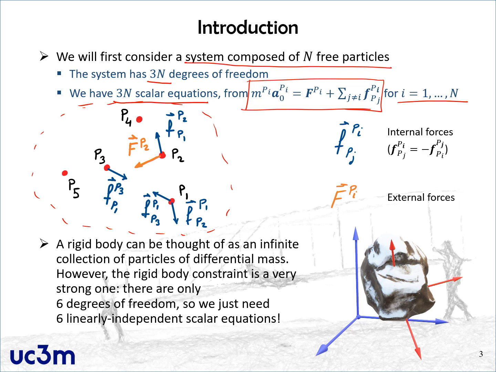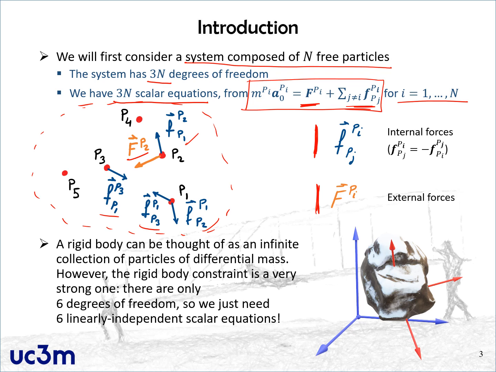Here in this example, P1 and P2 are interacting with a repulsive force, as you can see here and here. These are action and reaction, so they are equal and opposite. Similarly, P1 and P3 have this attractive force, and on top of that, P2 is subjected to an external force, right? As you can see, I have divided this expression. I have separated the external forces from the internal forces. And in the following, we will use the capital F for external forces and the lowercase f for internal forces.